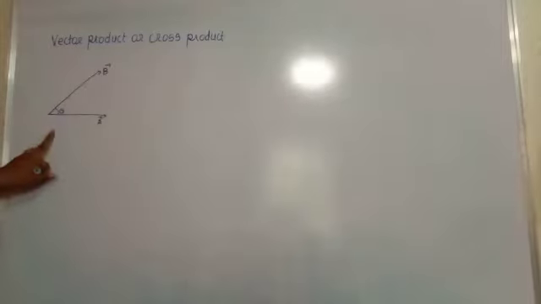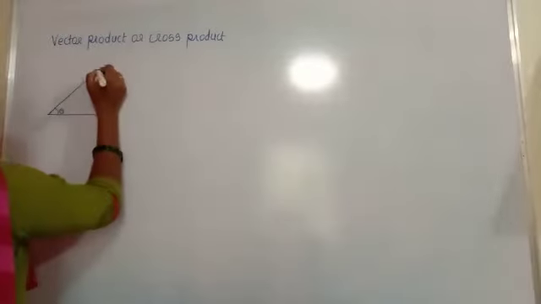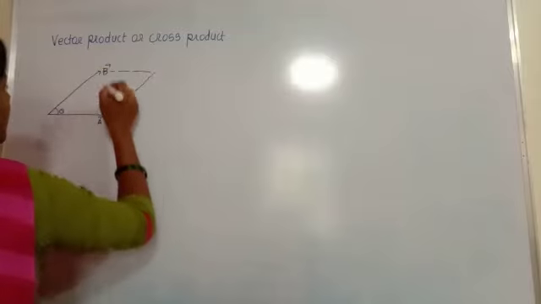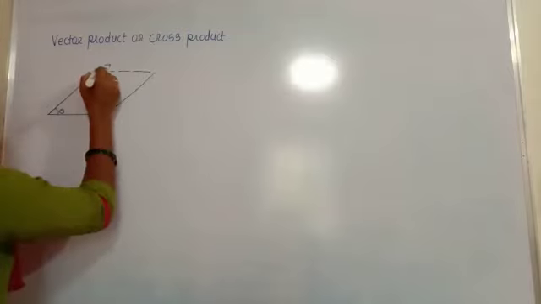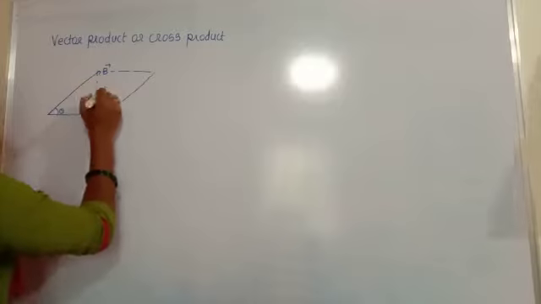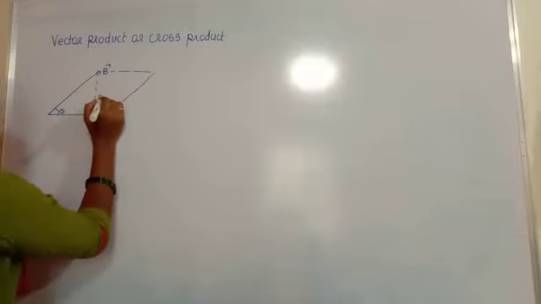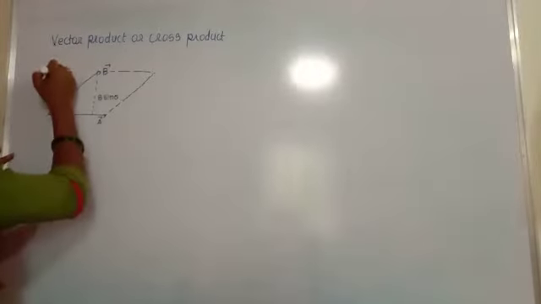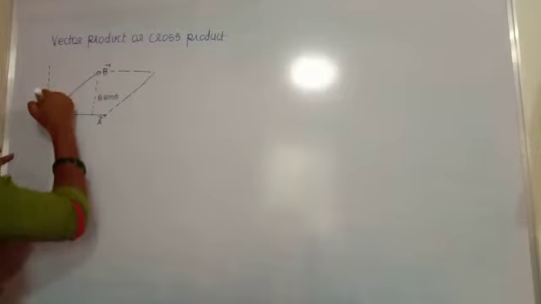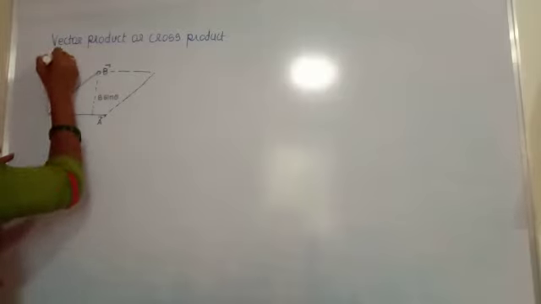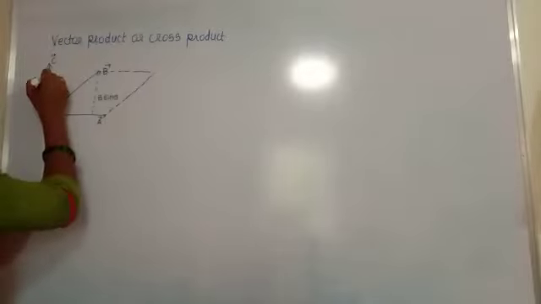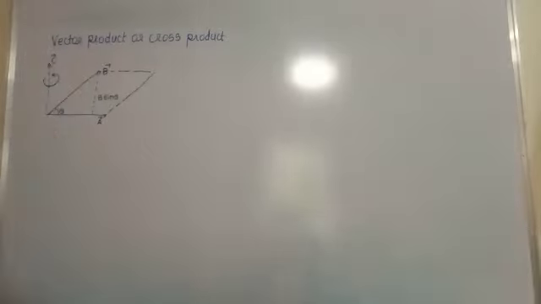The angle between the two vectors is theta, and if we join vector B down to A, this is the height. This vertical component is B sin theta. Here we also draw a third vector, vector C, in the clockwise or anti-clockwise direction.